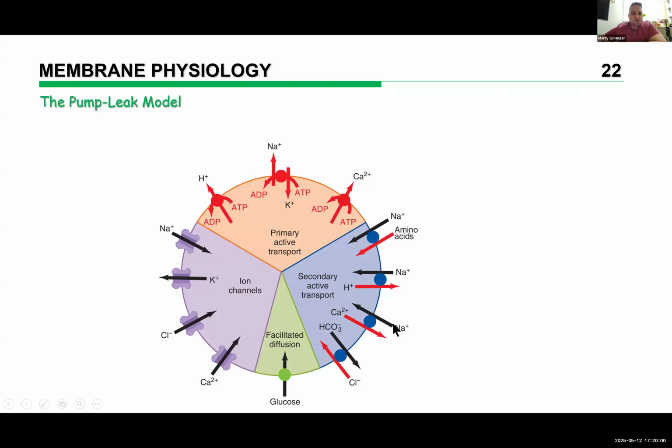Okay. So this is the pump leak model. What it says, and really it just ties this all together, is that if you pump something outside the cell, then you can allow it to leak back into the cell and do things. So here's our sodium potassium pump. We pump sodium out, and now we have this huge gradient of sodium outside the cell. What can we do with it? Well, we can let it just leak right back in. Not necessarily just leak, it could go through sodium leak channels, but it also could go through ligand-gated sodium channels, voltage-gated channels, mechanically gated channels.